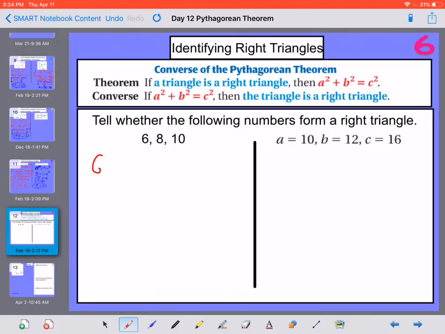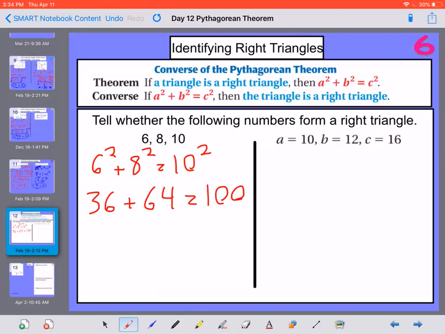So we got to see if these numbers form a right triangle. So we have 6 squared plus 8 squared equals 10 squared. 6 squared is 36. 8 squared is 64. 10 squared is 100. 36 plus 64, that's going to give me 100. And 100 equals 100, so yes, this is a right triangle.